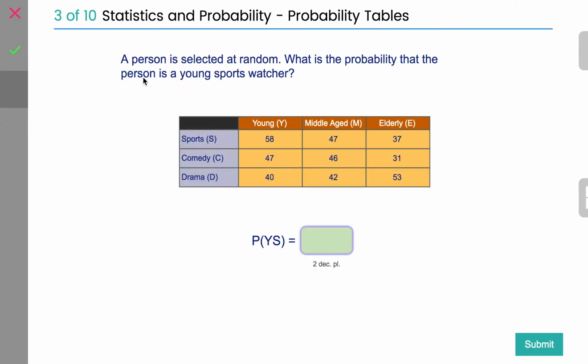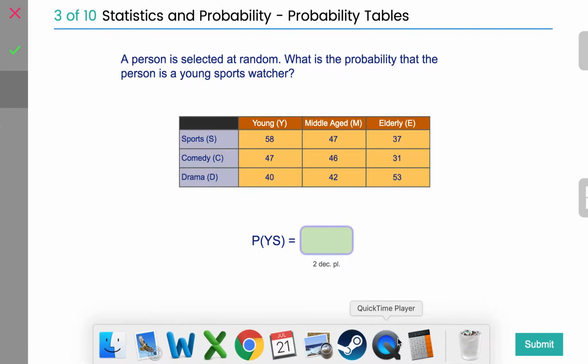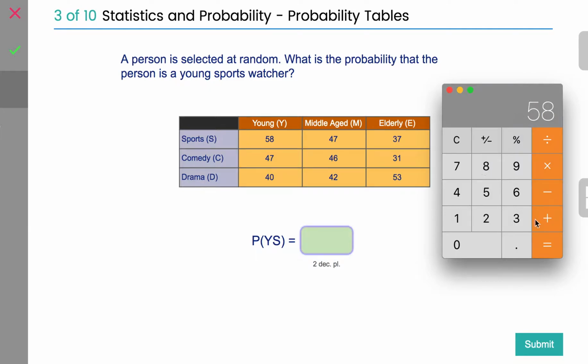Let's just do one more. Young person selected at random. What's the probability they're a young sports watcher? So young sports watcher is that one there. 58 plus 47 plus 37 plus 47. I'm just doing a couple more because I'm wanting to check and see if it gets harder. It might ask you to do like 2 groups out of the total, in which case you just add them together and divide by the total. 401, and it's young sports. 58 divided by 401 is 0.144, so 0.14.